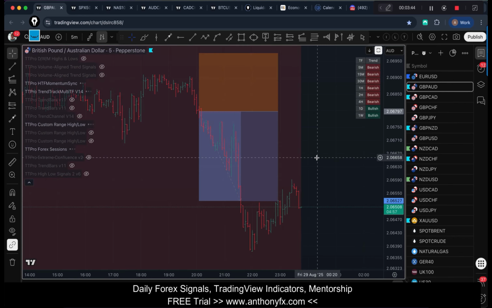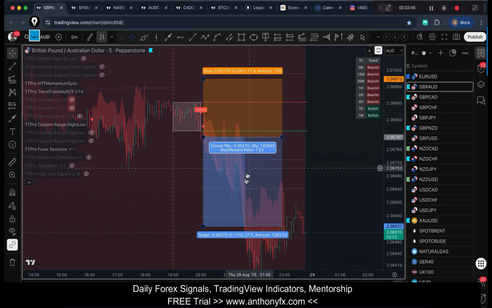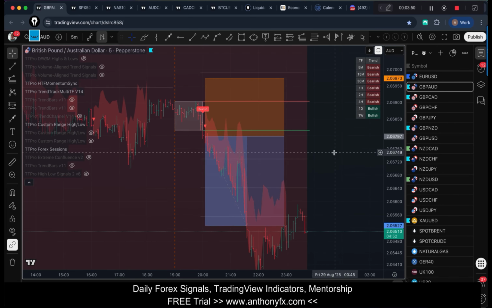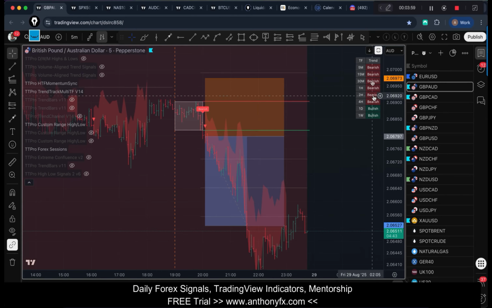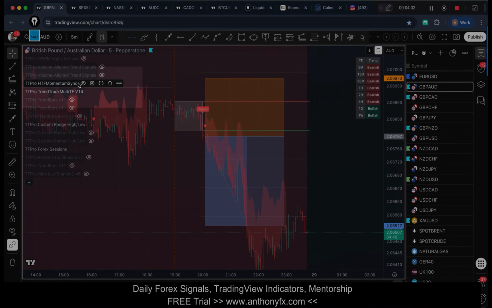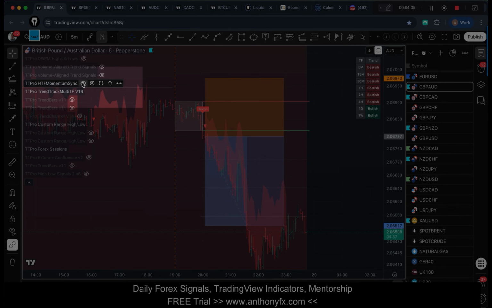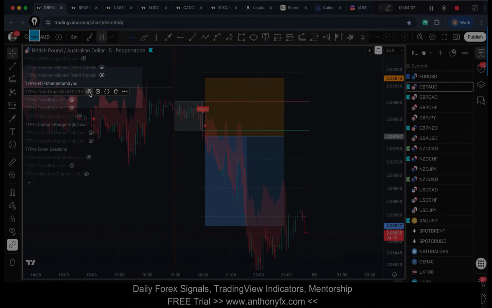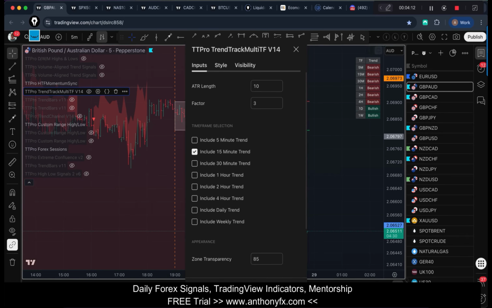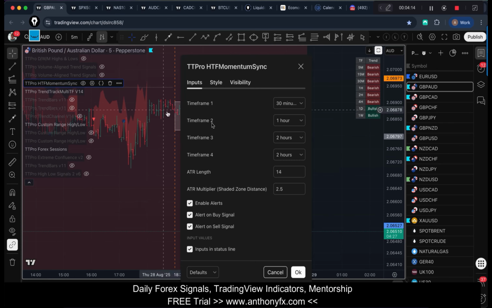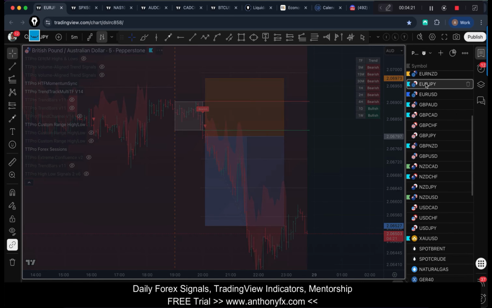I closed that one. I've closed all of these a little bit early, but I was just happy to secure profits and then go and have a bit of a break. But just disregarding this table over here, the higher time frame is bullish. Forget that. We're just running with this. Trend momentum sync is telling us to sell, and we've got the trend track multi. This is tracking a 15-minute. This one's tracking the 30-minute, the 1-hour, and the 2-hour. Really nice outcome. Euro yen.